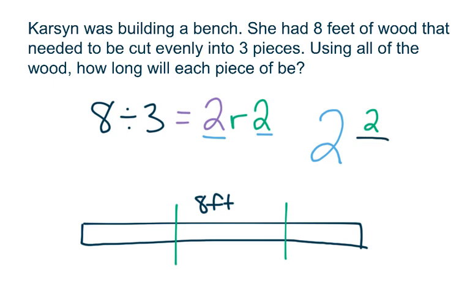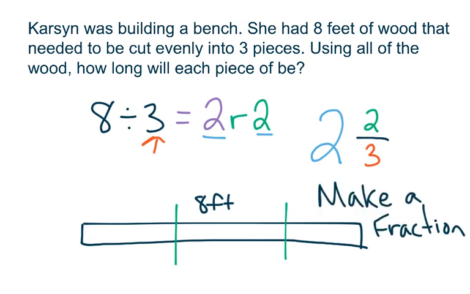We need to know which of these numbers is our divisor. That's how many pieces we're splitting our piece of wood into. It wouldn't make sense if we had a denominator of 8. That's not how many pieces we're splitting our wood into. That's the total length of our wood to start with. So we need to be using the divisor. That's how many pieces we're splitting it into. So this is a make the fraction problem.